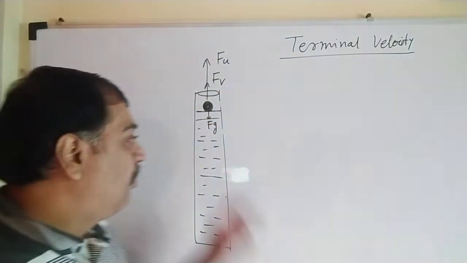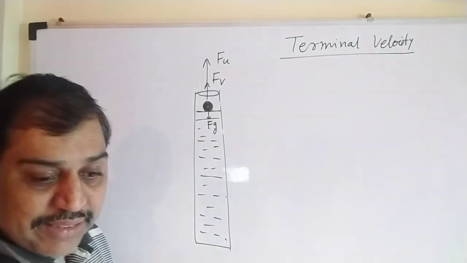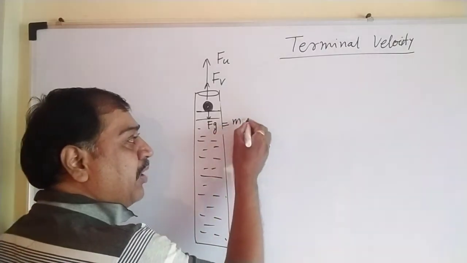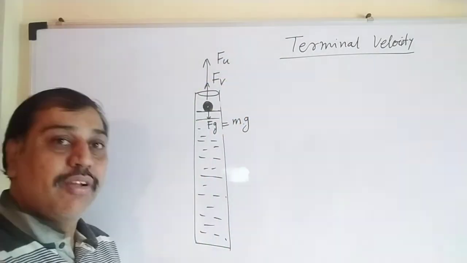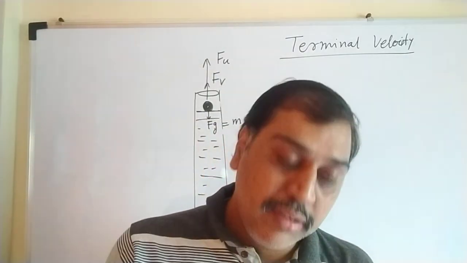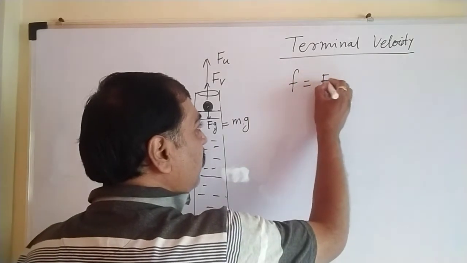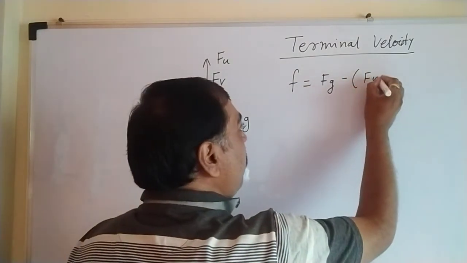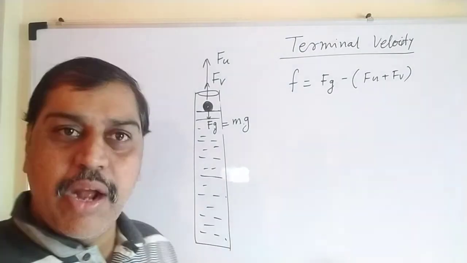One downward force is Fg. Fg is the force due to gravity, which is the mass of the sphere times the acceleration due to gravity, mg. The upthrust, the buoyant force, and the viscous force act in the opposite direction. Now the resultant force we can write as F equal to Fg minus Fu plus Fv, that is, downward force minus upward force.